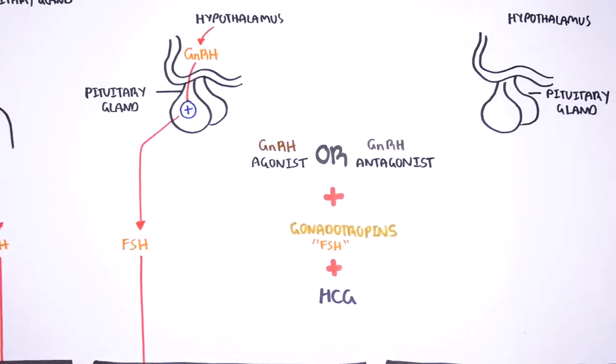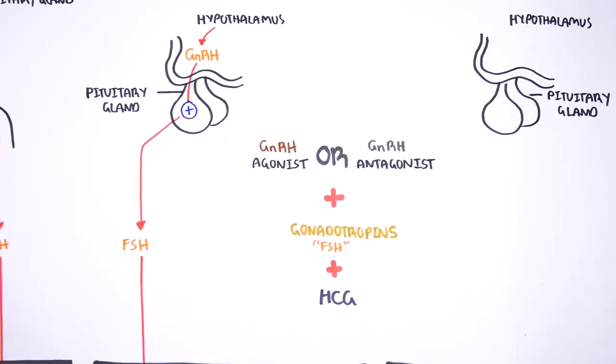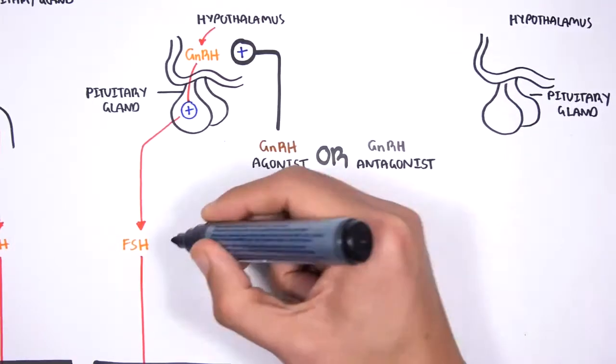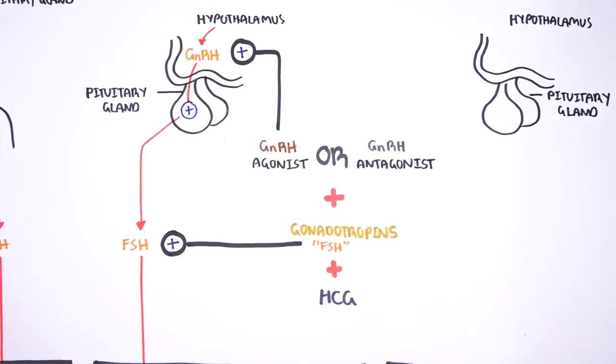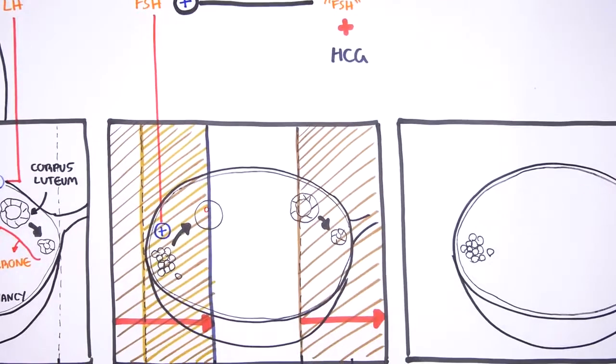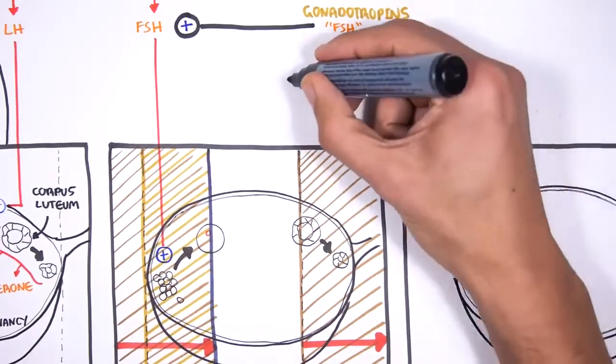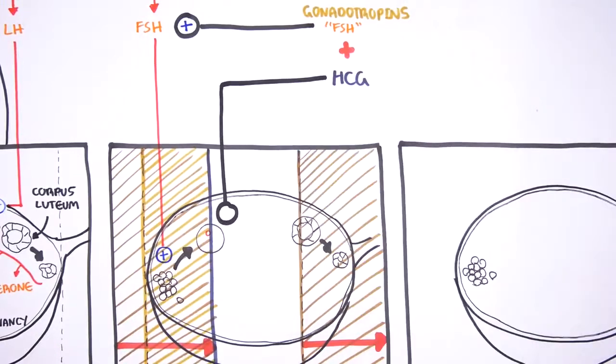Gonadotropin releasing hormone agonists stimulate gonadotropin releasing hormone activity. Gonadotropins mimic follicle stimulating hormone, stimulating follicle development. And human chorionic gonadotropin stimulates the final follicle development.